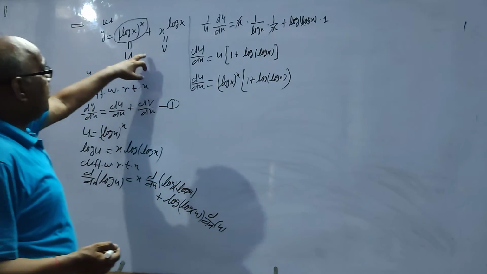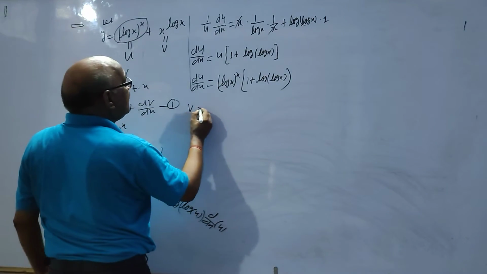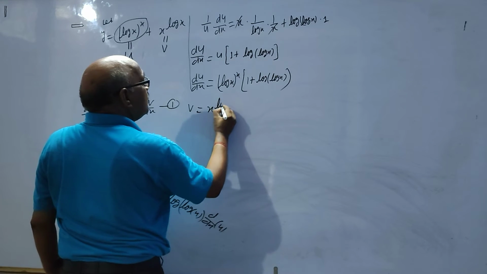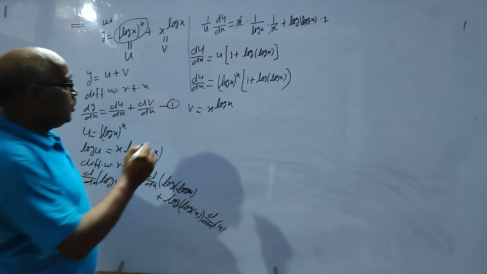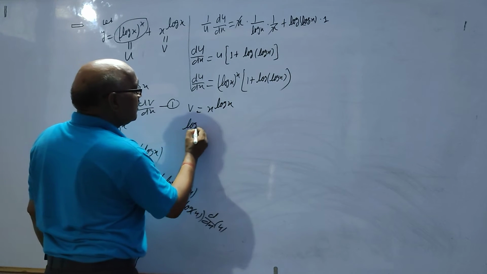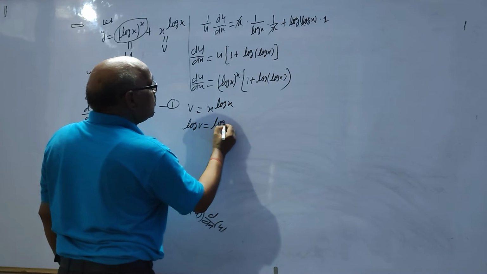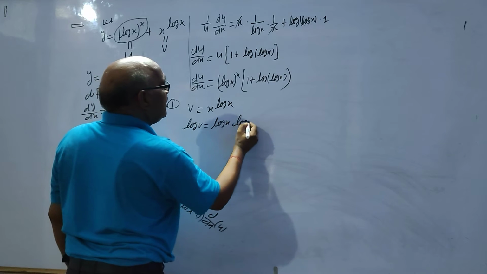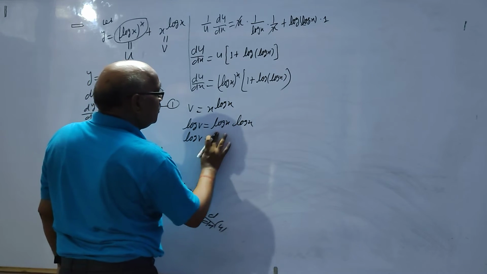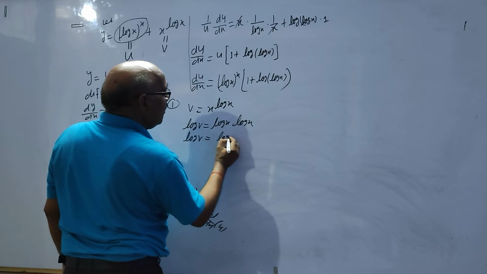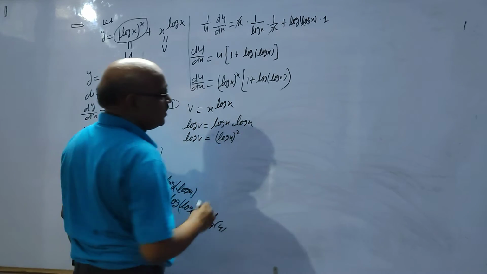अब आपको निकालना dv over dx. For that v is equal to how much? x to the power log x. Now again taking log of both the sides. So what we have? log of v is equal to, power पहले आ जाएगी, log x into log x. Therefore log v is equal to log of x and its whole square.